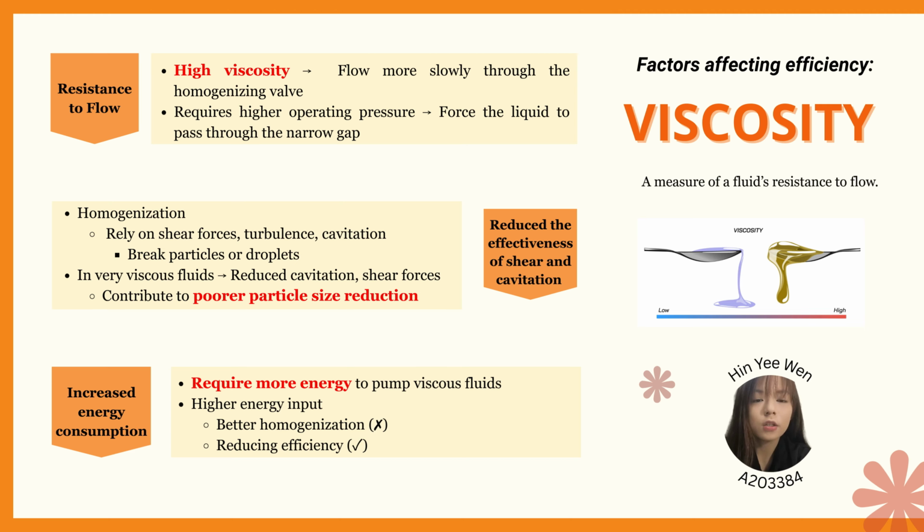Since homogenization relies on shear force, turbulence, and cavitation to break particles, these forces will be reduced in very viscous fluid and contribute to poorer particle size reduction. As higher pressure is needed to pump the viscous fluid, more energy is required. However, higher energy consumption will not always contribute to better homogenization, but can reduce the overall efficiency.